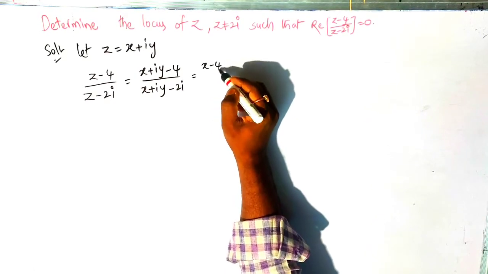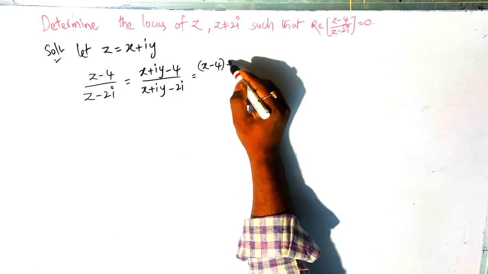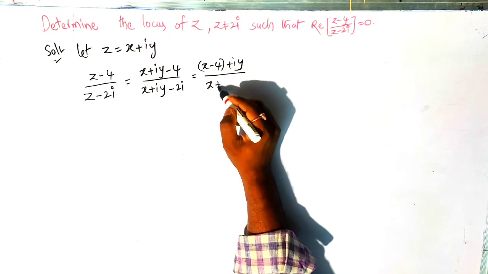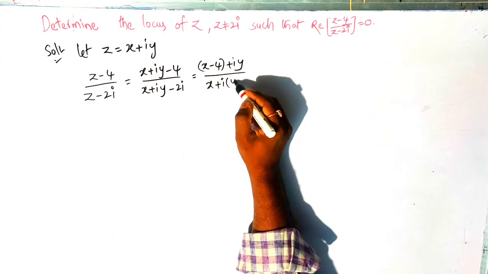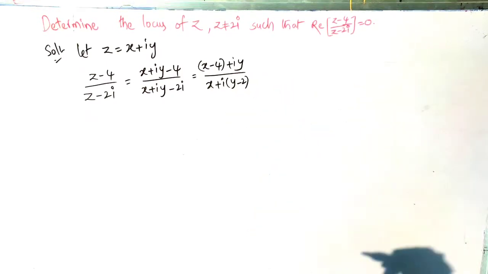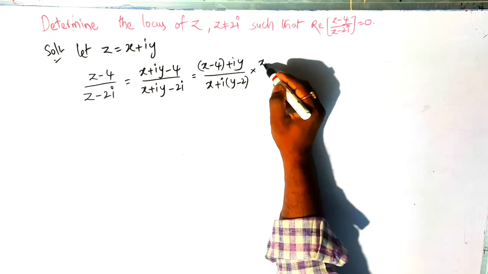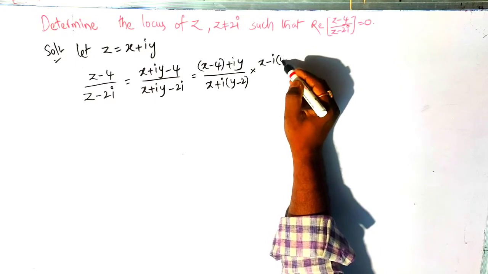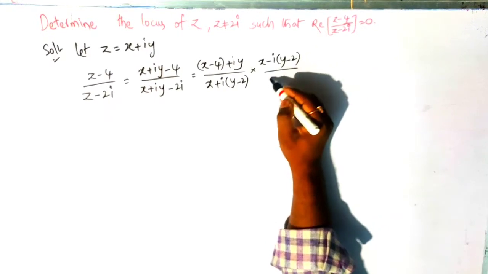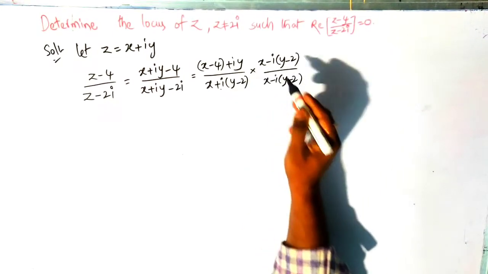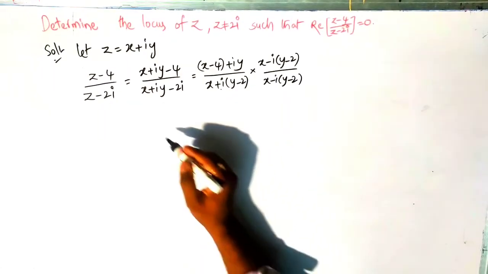So the real part of the numerator is x minus 4, plus iy, and the imaginary part is i of y minus 2. In the denominator we have x plus i of y minus 2. So multiply and divide by x minus i of y minus 2. Here there is a plus, so we multiply and divide with the minus.